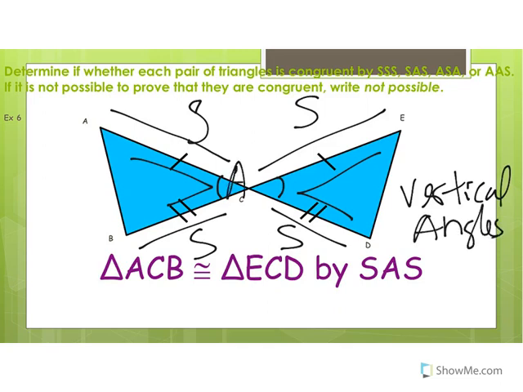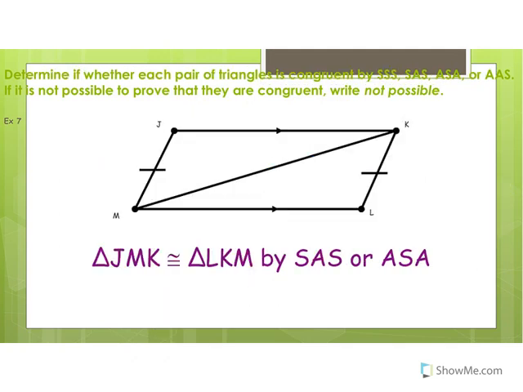Right, so here we have an angle, so then we can prove that by side, angle, side. Okay, so always label your diagram. Okay, another example. Determine whether each pair of triangles is congruent by side, side, side, side, angle, side, angle, side, angle, or angle, angle, side. If it is not possible to prove that they are congruent, write not possible.